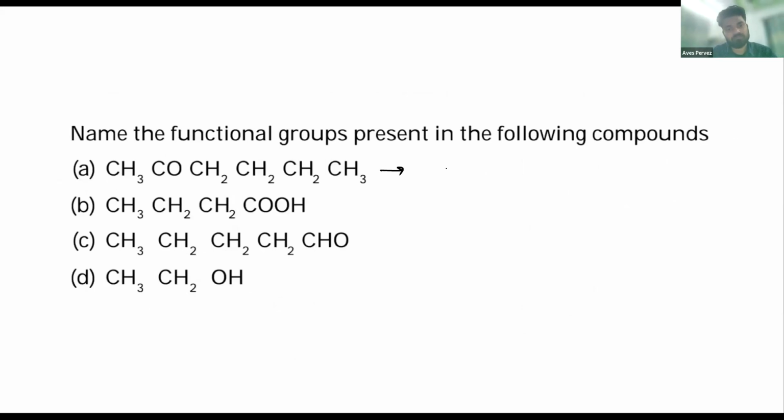This is CO. You can check it in the ketone. I have written ketone like this. This is CO, or the structure is C double bond O like this. CO is ketone. Okay, sir.